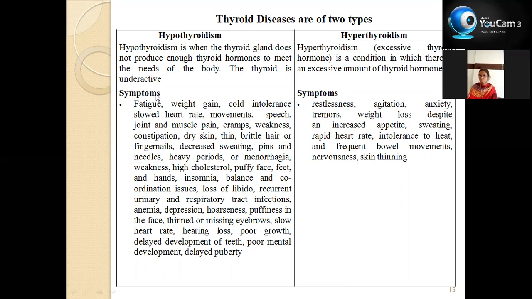So what are the symptoms here? Fatigue, weight loss, low heart rate, muscle pain, cramps, weakness, insomnia, respiratory tract infections, depression, etc. So these are all the symptoms we can see in hypothyroidism.